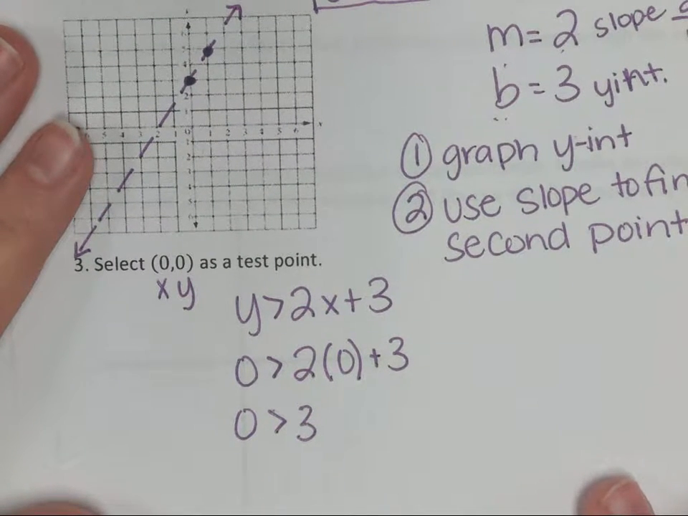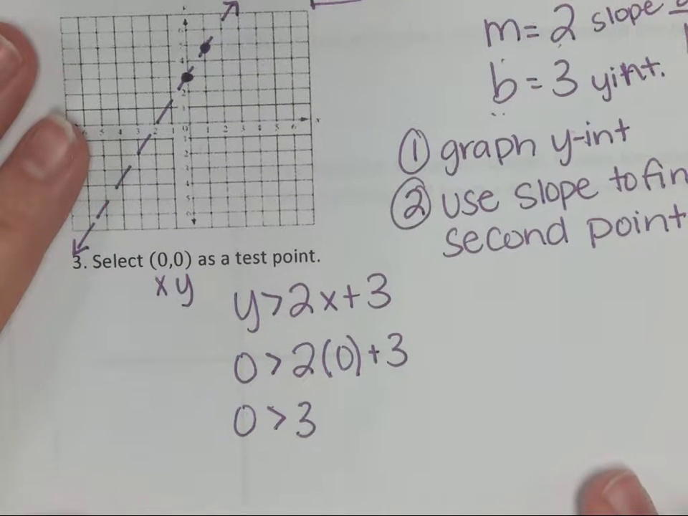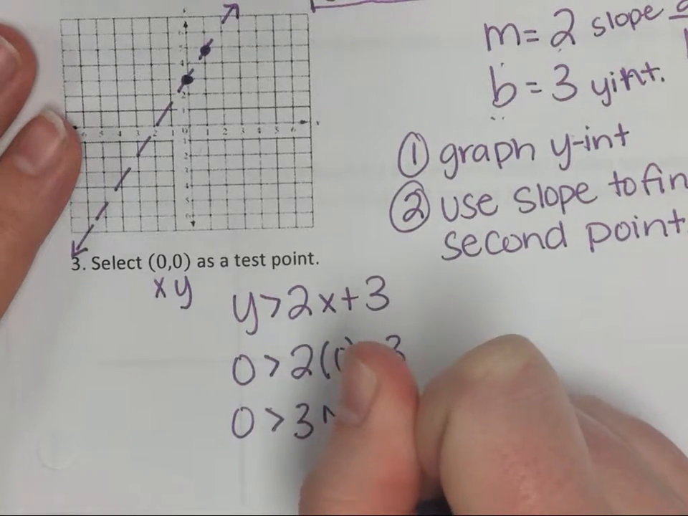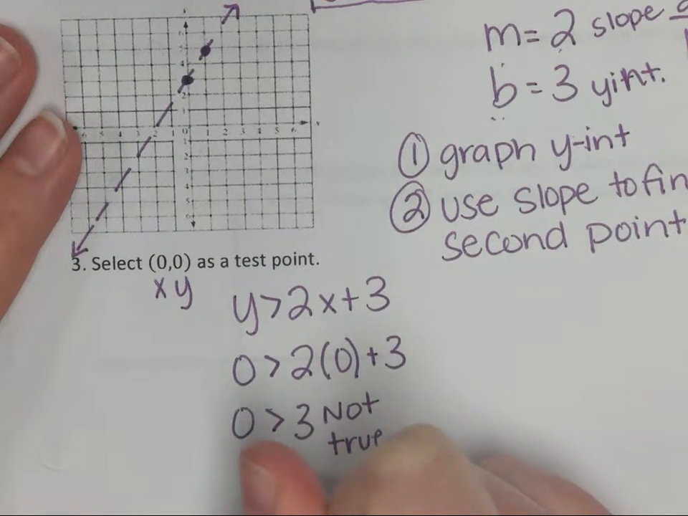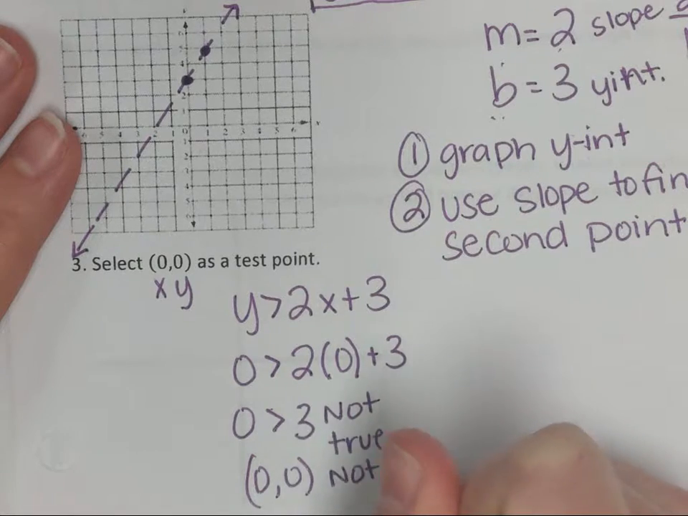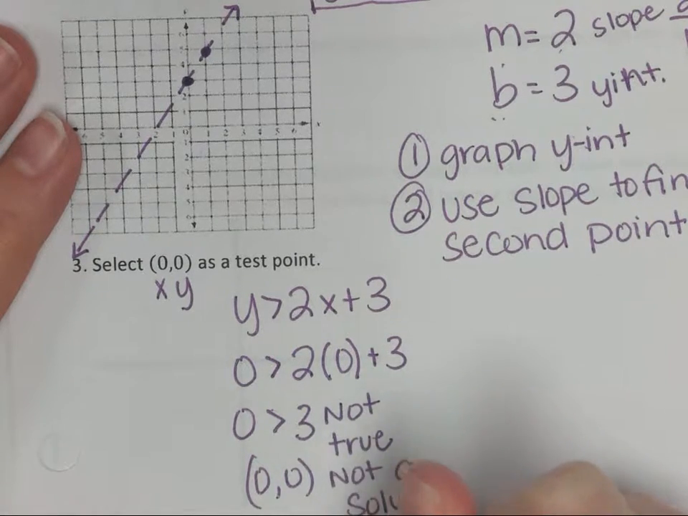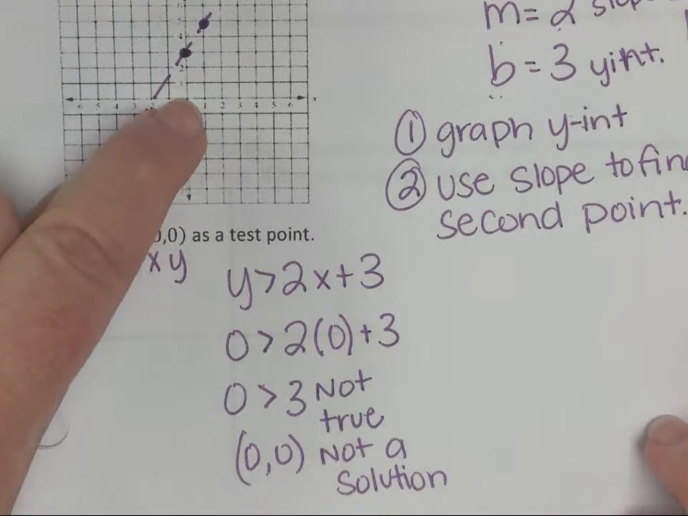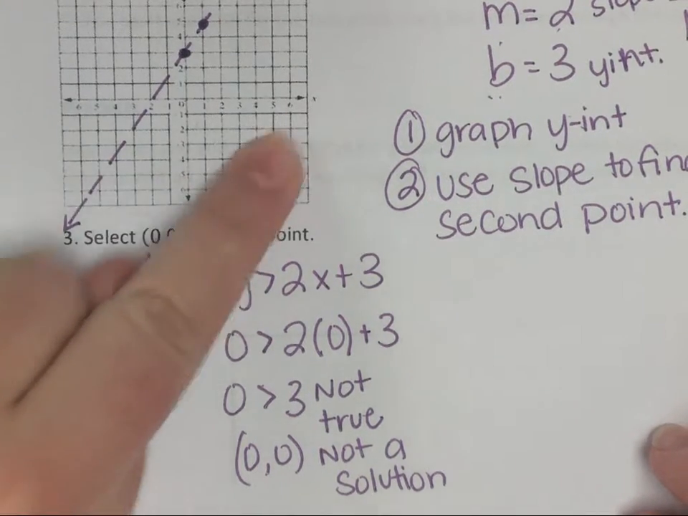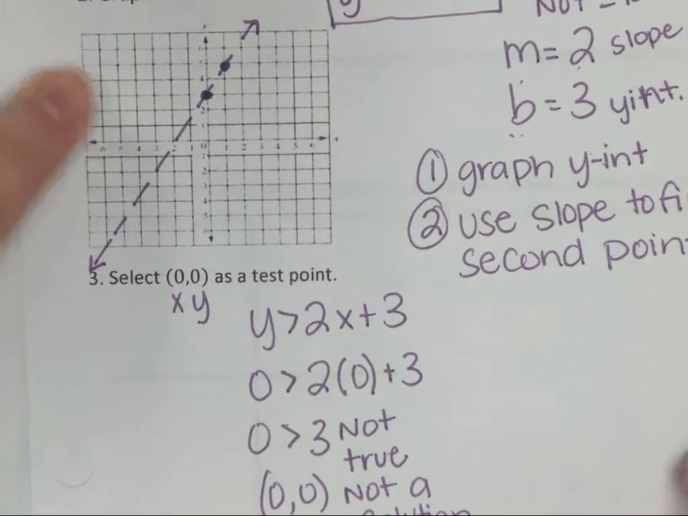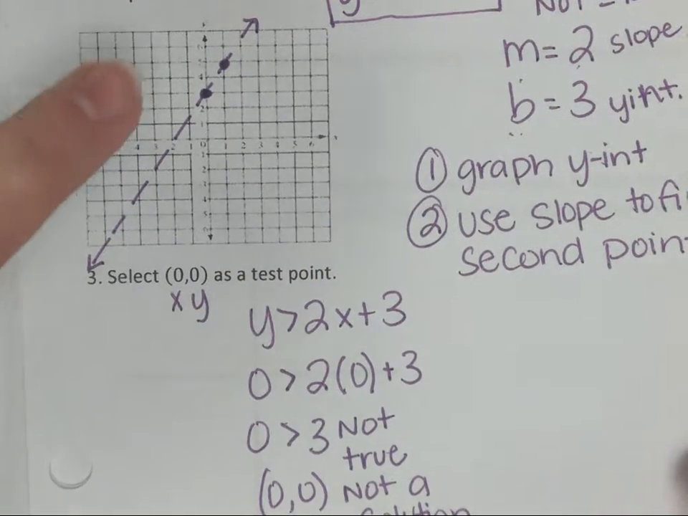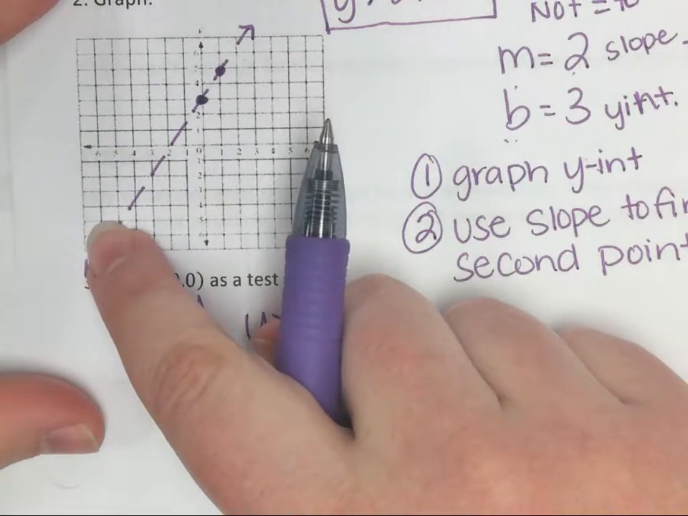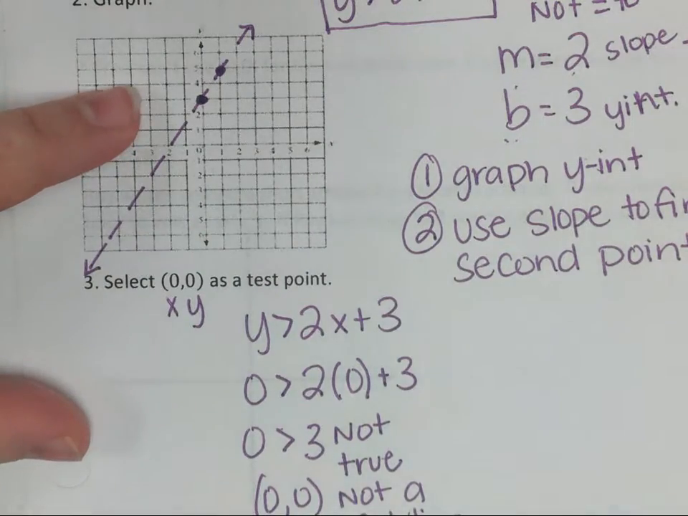So that gives us 0 is greater than 3? Okay, Stephen, 0 is not greater than 3, so that is not true. That means (0, 0) is not a solution, because it doesn't make a true statement. So on this side of the line, these are not solutions. The other side is where all the solutions are, and to show that infinitely many points are going to be the solution, we're going to shade that side.